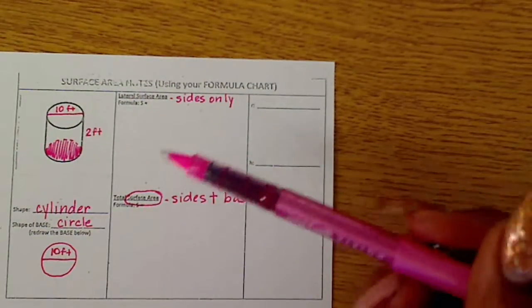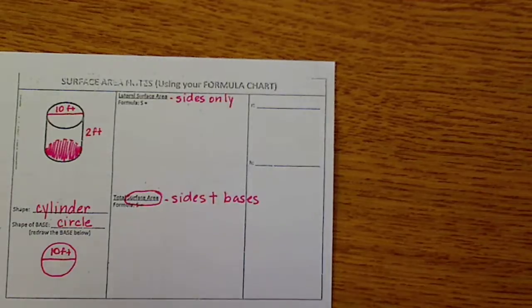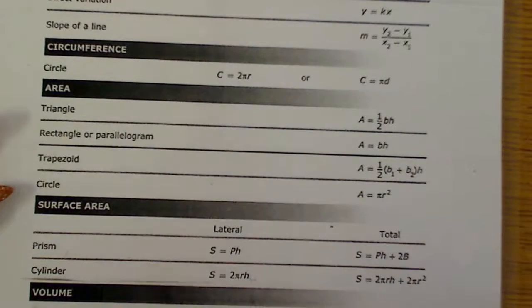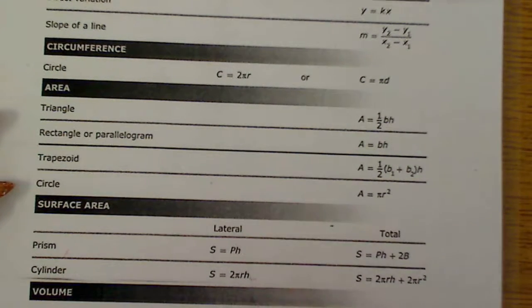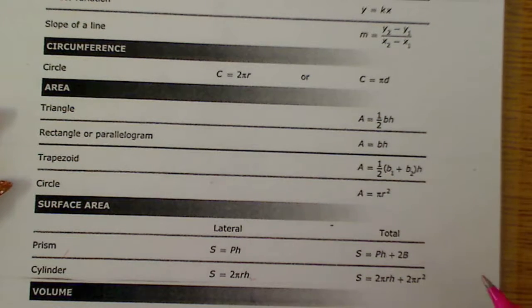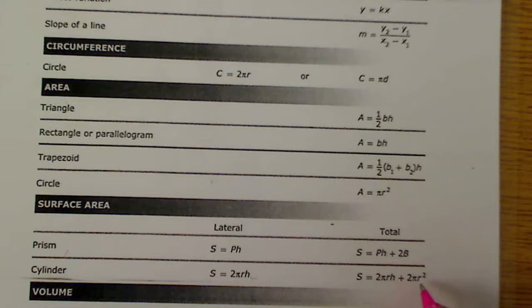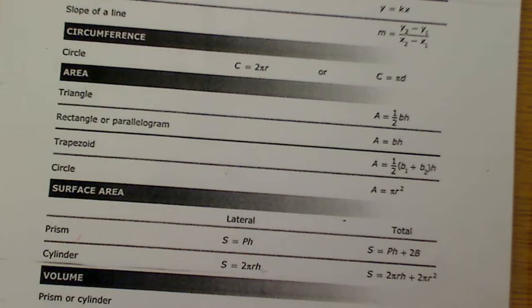So let's find the two formulas for lateral surface area of a cylinder and the total surface area. If you pull up your STAR reference sheet, which should be on every desk, and look under surface area, and then cylinder, the formula for lateral is surface area equals 2 times pi times the radius times the height. For total, it's surface area equals 2 times pi times the radius times the height, plus 2 times pi times the radius squared. We're very familiar with the pi times the radius squared because that's the area of a circle, the area of the base.